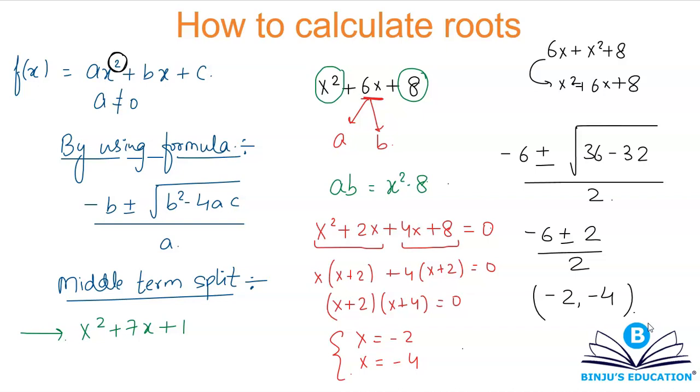You can also verify, put -2 back in the equation. If you put -2 back in the equation, you're going to get 4 minus 12 plus 8. This will give you the value of function as 0. That's why the roots are also known as x-intercepts. Put -4 back. That's 16 minus 24 plus 8. This is also equal to 0. Again, the value of the function is equal to 0.